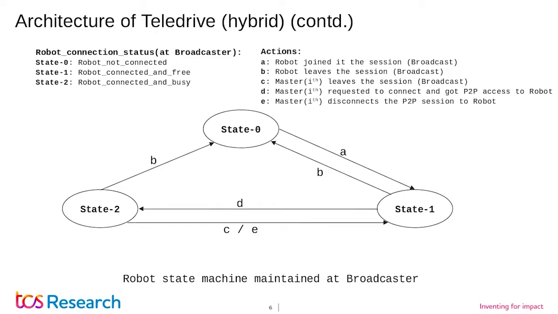So this is the transition diagram of the states. Here we have defined three states: state 0, state 1 and state 2. State 0 means the robot is not at all connected in the broadcasting session. When it has joined the session, and the robot is free, that is, its control is not acquired by any master, it is defined as state 1. If some master i takes the control of the robot, then it will transit to state 2.